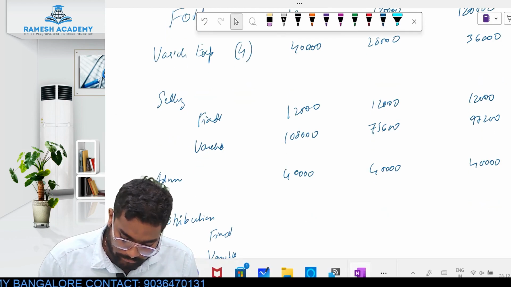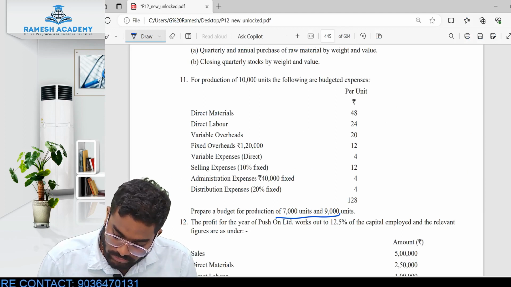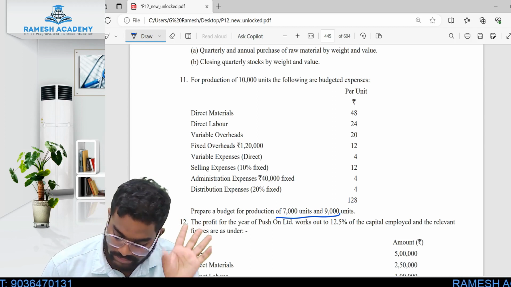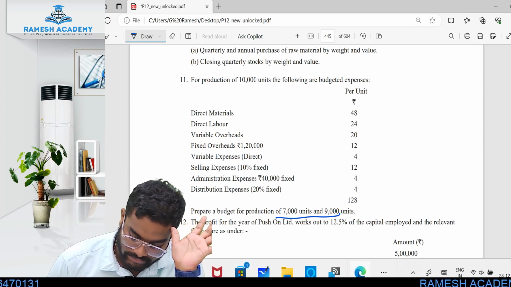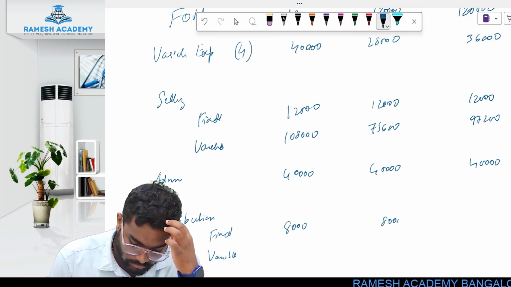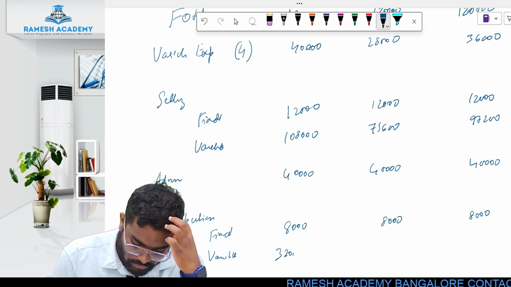Then distribution. 20% is fixed. So 10,000 into 40. I'm sorry, 10,000 into 4 is 40,000. In that 20% means 8,000. 8,000 is fixed and 32 is variable. So 8,000, I'll write it down. 8,000 and 32 here. So 32 means 3.2.